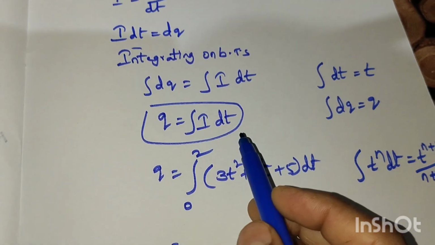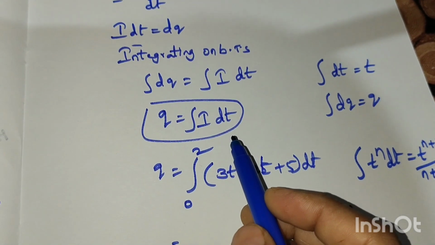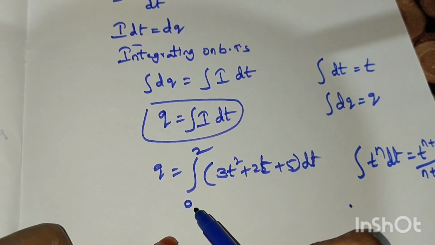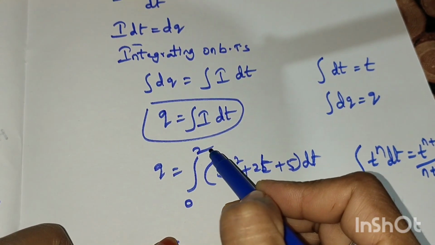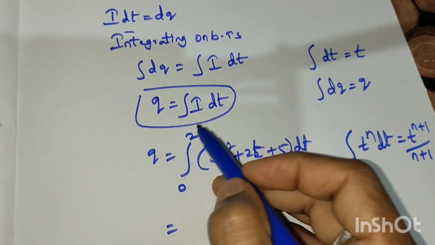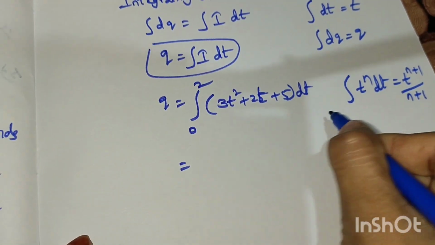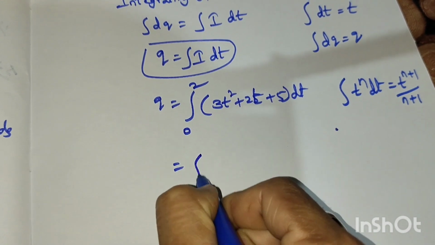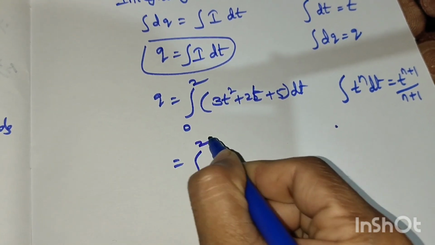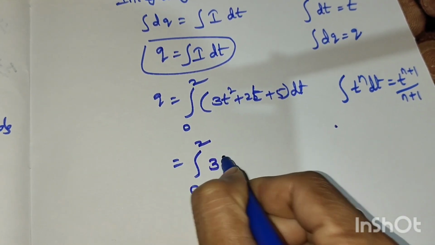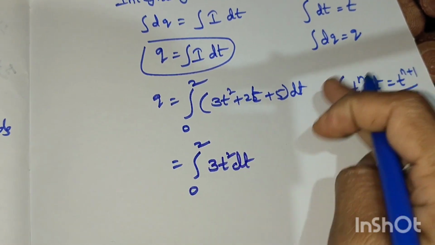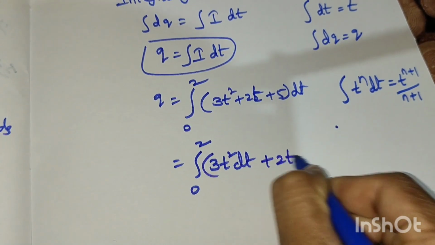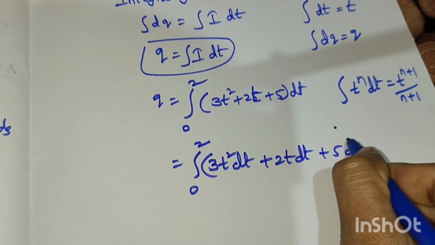So they said to find the charge for time 0 and 2. So 0, the first time, is taken as the lower limit, and the second time, 2, is taken as the upper limit. Now we will calculate the charge q. Integral 0 to 2, 3t square dt. I am multiplying dt to every term, so plus 2t dt plus 5 dt.